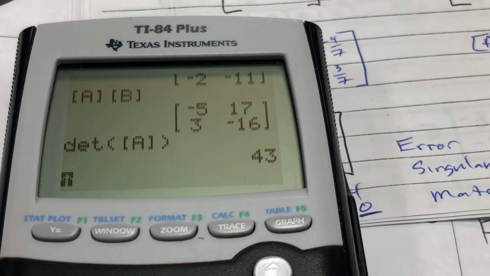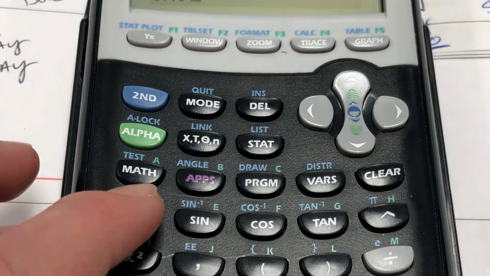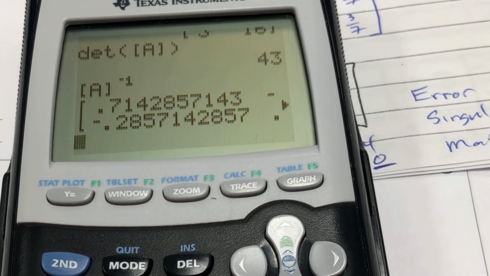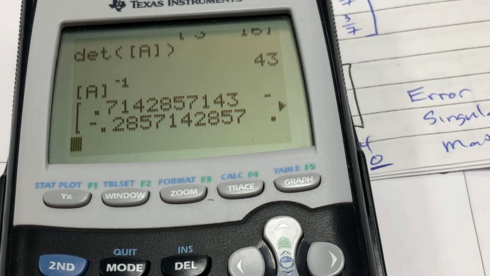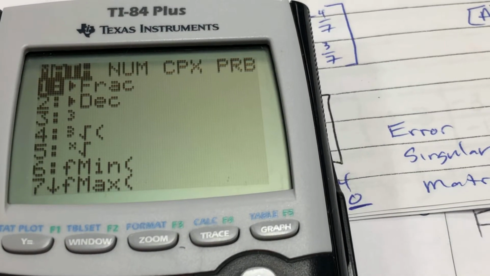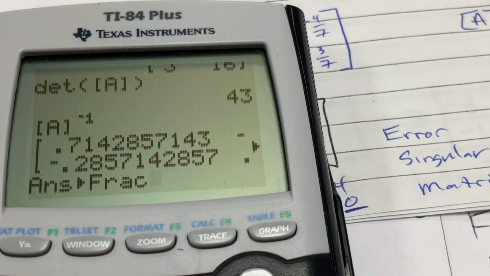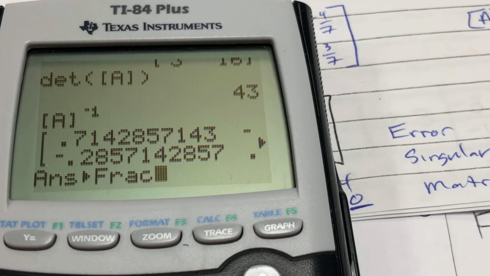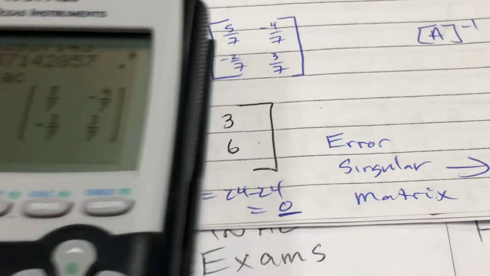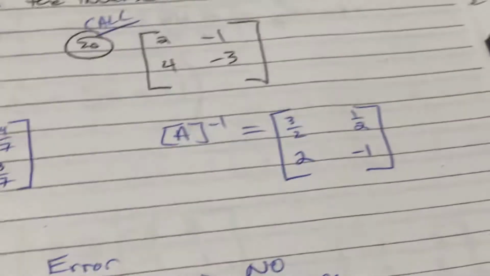So I want A inverse. I hit second x to the negative first, names A, I hit enter. I want A inverse, so I literally hit x to the negative first. That's A inverse, enter. Whoa, lots of decimals there. So I hit the button that says math, and I want my answer turned into a fraction, so I hit math over frac. I hit enter. It's saying, do you want your answer as a fraction? I definitely do. There it is, my inverse matrix, which I did by hand, and we got the same answer. Awesome. So that's how you do 20.